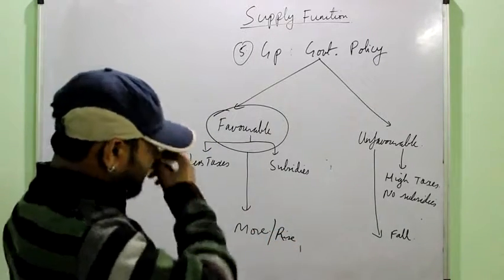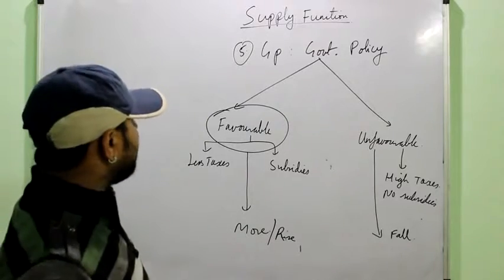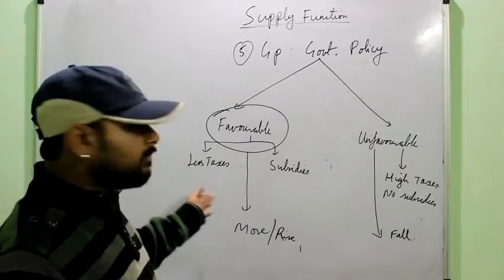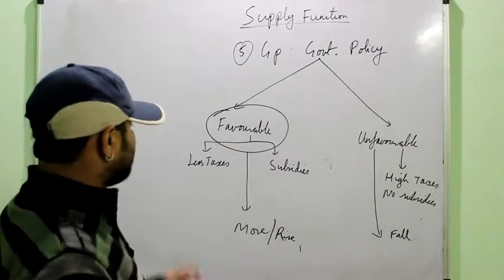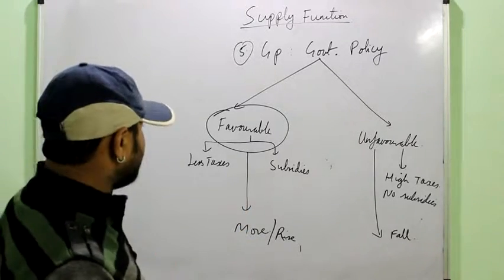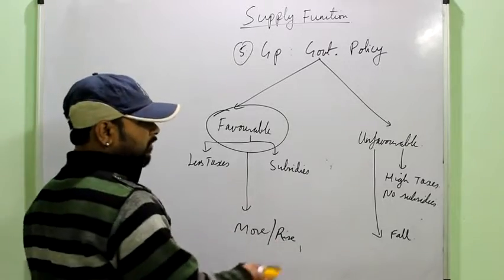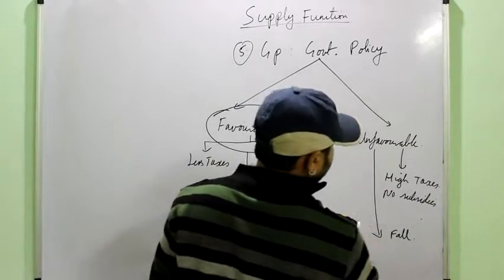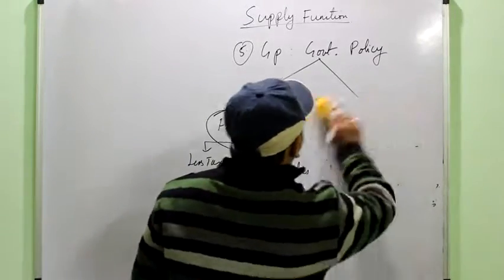So whenever you have to explain this particular determinant, you first explain what is a favorable and unfavorable policy in a single sentence, and then you just write that if the policy is favorable, supply would be more, and if the policy is unfavorable, supply would be less.